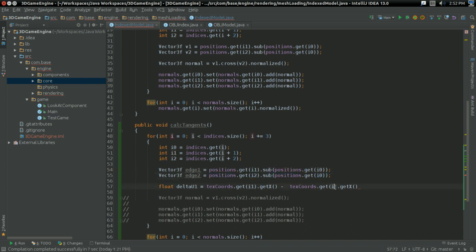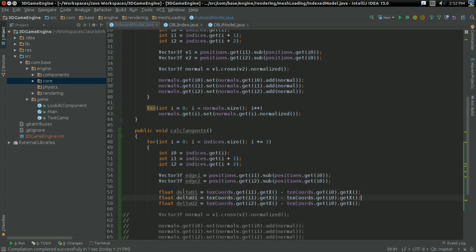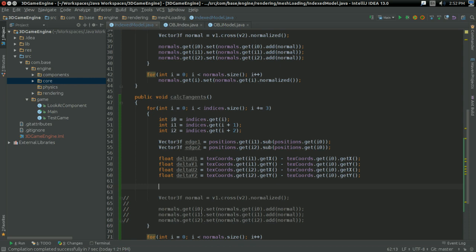So I'm going to do the same sort of thing here. For delta U1, that's going to be like that. And delta U2 is going to be I2 dot get x minus I0 dot get x. And I'm going to do the exact same thing for V1 as U1, except dot get y. And V2, similarly, is going to be I2 dot get y minus I0. And there. So I've got pretty much all the variables I need set up.